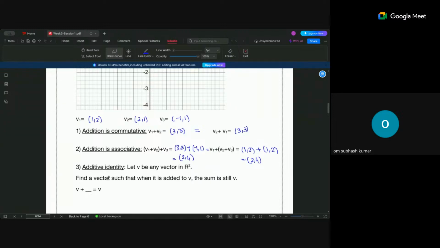Now the next thing is, let V be any vector in R2. Can you find a vector such that when it is added to V, the sum is still V? So V is any vector in R2. Let us say V is x comma y. What is the vector you can add to this so that it will still remain V? 0, comma 0. So you have the origin here. That origin is called the additive identity. It means if you add any vector to this identity, it will give back the same vector.